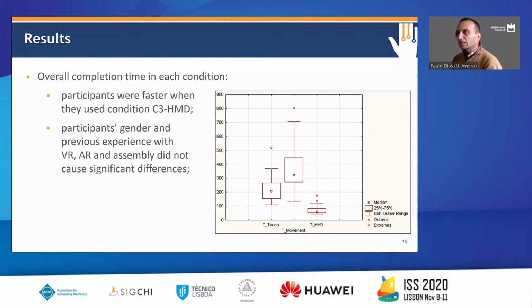Okay. Regarding the results, the main result was that the HMD was much faster. This is the overall completion time of all the users for all the experiments. The HMD was much faster, the touch was slightly slower, and the movement was the longest one. So it took globally more time to do the mounting with this.